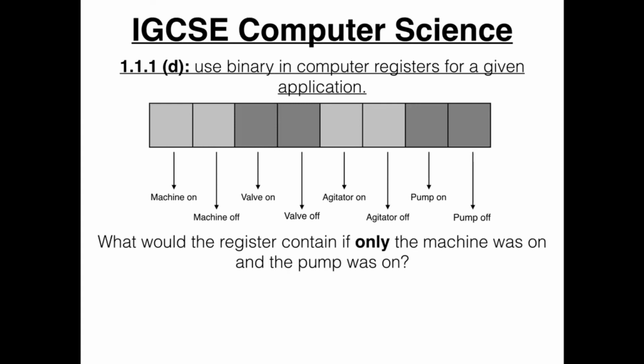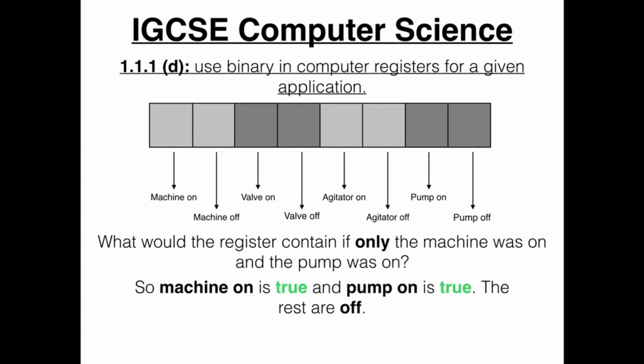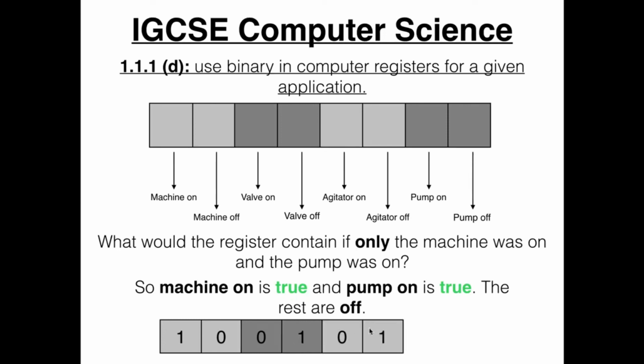What would the register contain if only the machine was on and the pump was on? Again, we look at the question. Machine on is true and pump on is true. The rest are off. So machine on is true, machine off is false. Valve on is false, valve off is true. Agitator on is false, agitator off is true. And pump on is true and pump off is false.